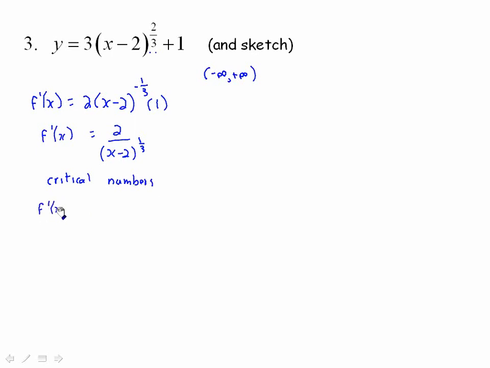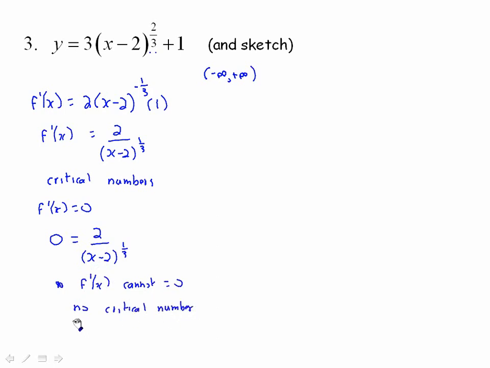So f prime at x equals 0, and we set this function to 0, and we will note that it is impossible for this to be 0. 2 will never be equal to 0. So f prime at x cannot equal 0. So no critical number found. Then go on to the next part.